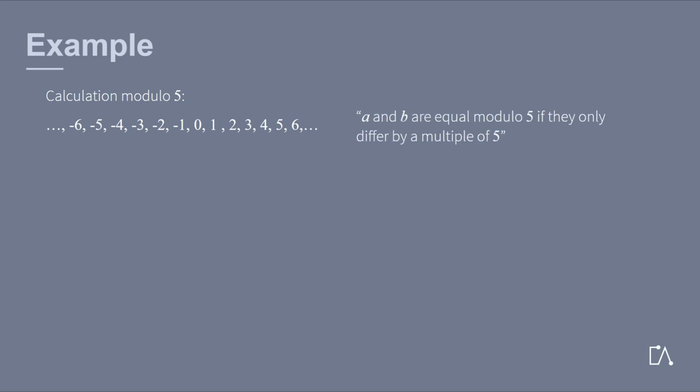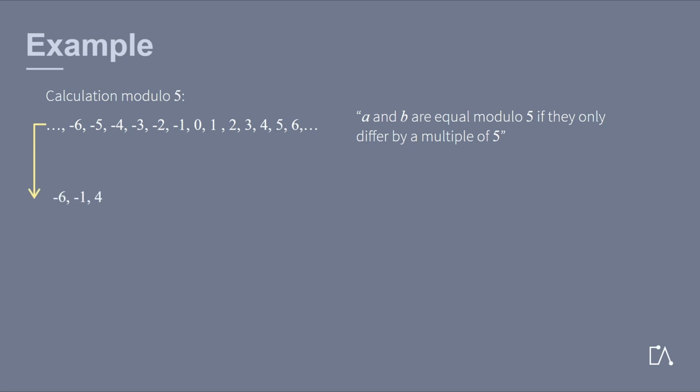This slide will demonstrate how to work with residue classes. We decide on modulo 5. First, we list integers, where we decide for simplicity on the numbers between -6 and 6. So far we have learned that two numbers are equal modulo 5, if they only differ by a multiple of 5. Therefore, we rearrange the numbers above.